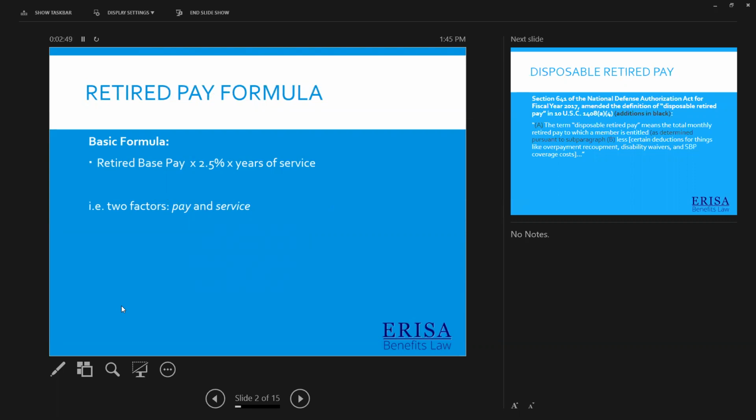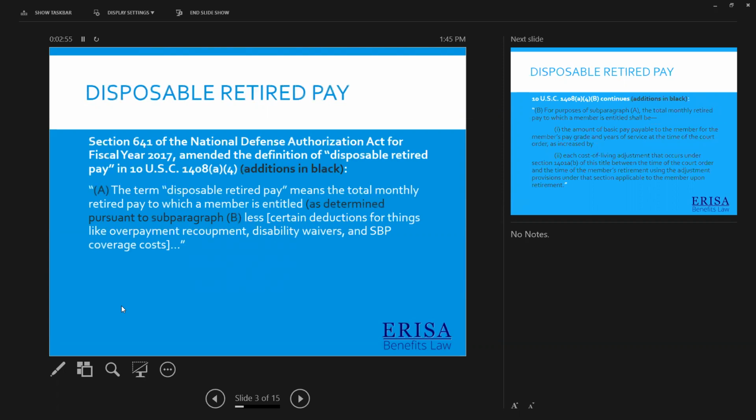And the amendments that we're talking about were made to the definition of disposable retired pay. This slide shows you the definition of disposable retired pay with the addition that was made by the amendment back in 2016 in black. Basically, you start with total retired pay, which is the formula we just looked at, and then you take a few things out.